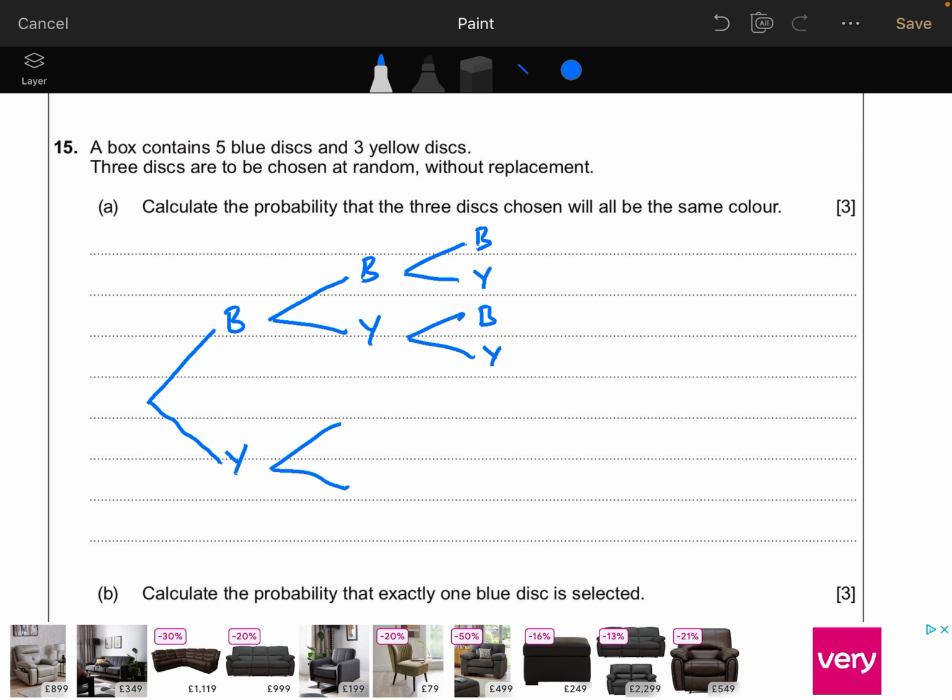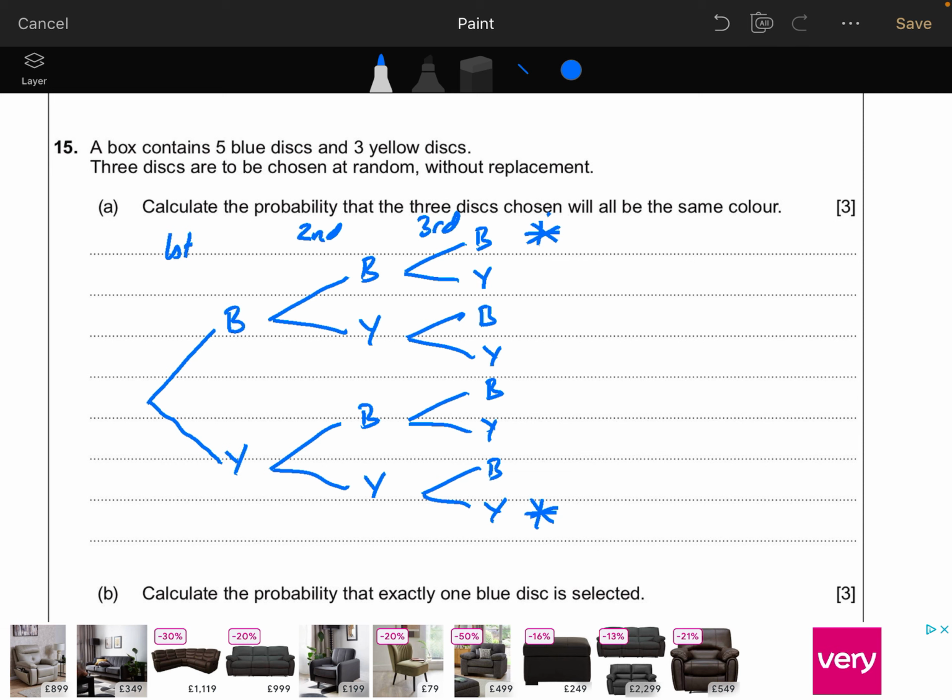Okay, and same down here, blue or yellow, blue or yellow, blue or yellow, and the probabilities are going to change all the way through. Okay, so we want the probability that the 3 discs chosen will all be the same colour. So that's either blue, blue, blue, or yellow, yellow, yellow. That's the first, the second, and the third discs.